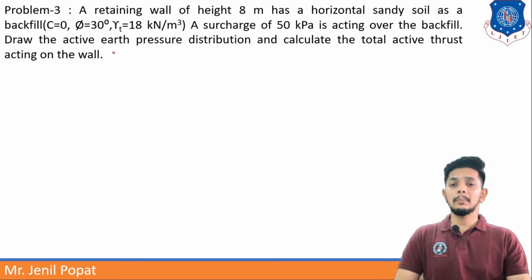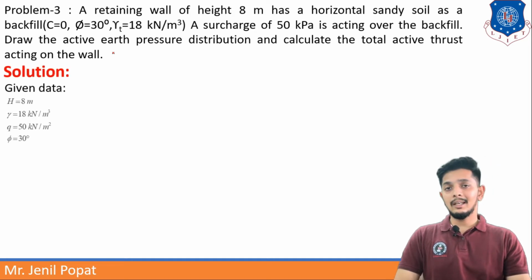It is very simple. It is a case we have recently studied. Surcharge is there as well as backfill is there. Let us write the given data first, then we will draw a diagram, then we will move to numerical calculations. Here the given data is H equal to 8 meter, gamma 18 kilonewton per meter cube, Q 50 kilonewton per meter square, and phi 30 degree.